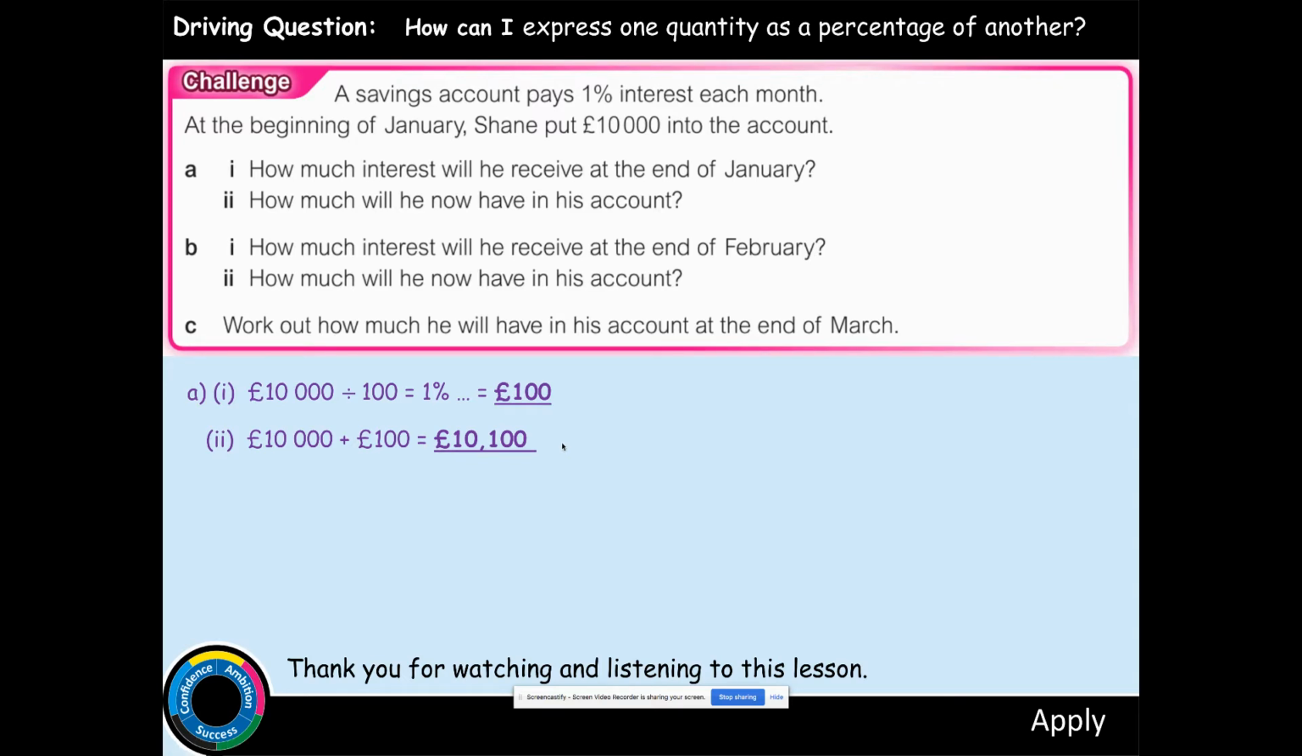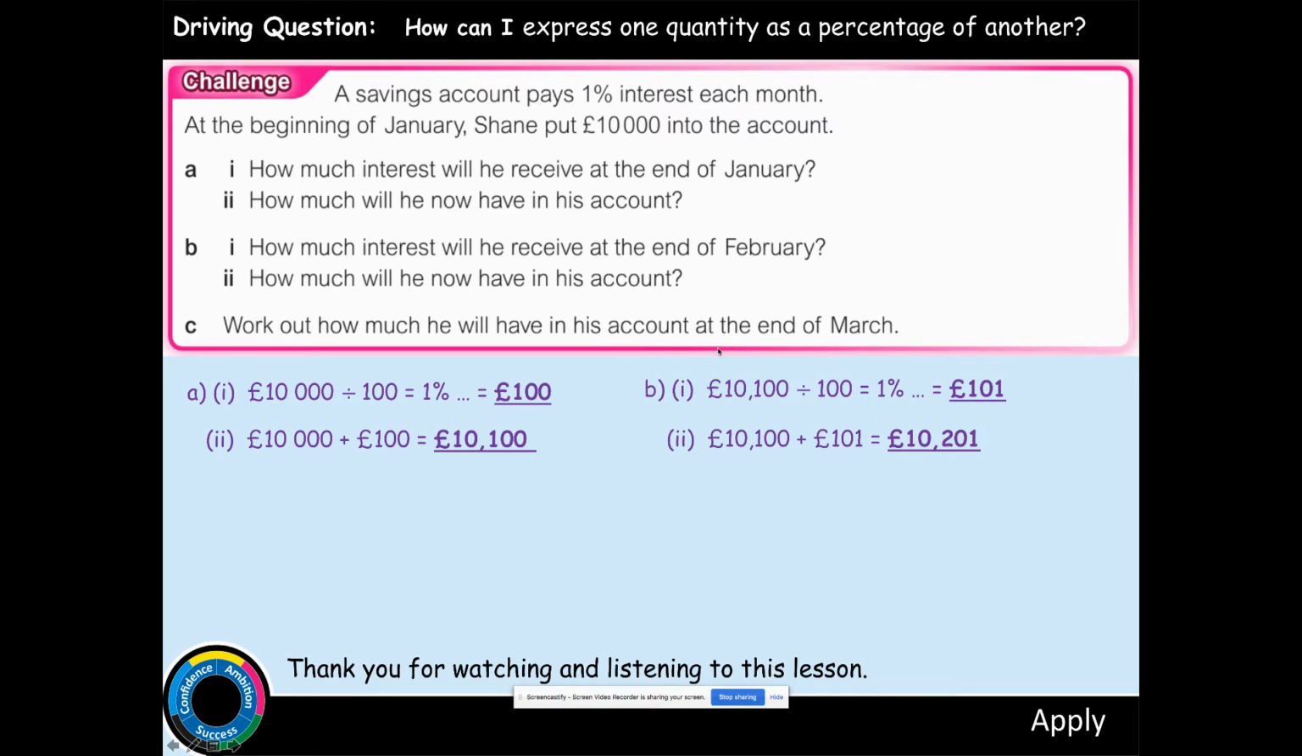So how much interest will he receive at the end of February? So now we're looking for 1% of 10,100. So 10,100 divided by 100, that's going to leave us with £101. So how much does he have at the end of February? So remember, he started with 10,100. You're adding that new 101. So he's now got 10,201.